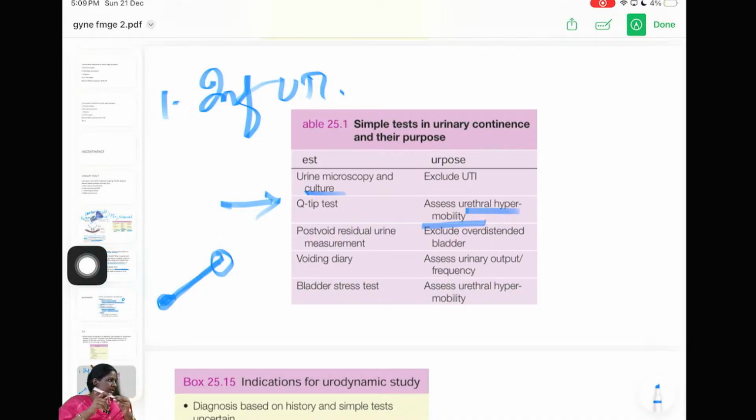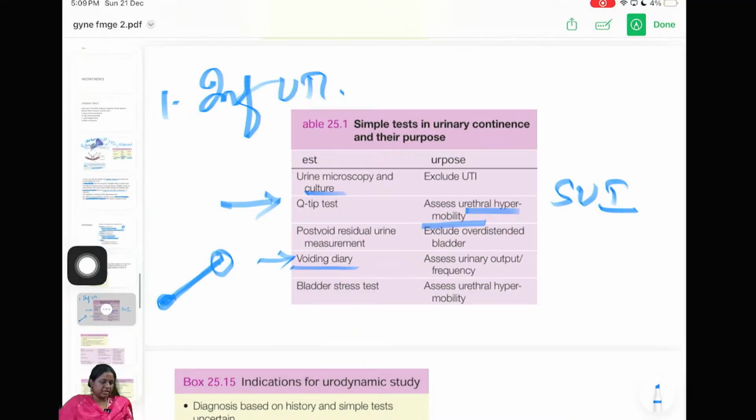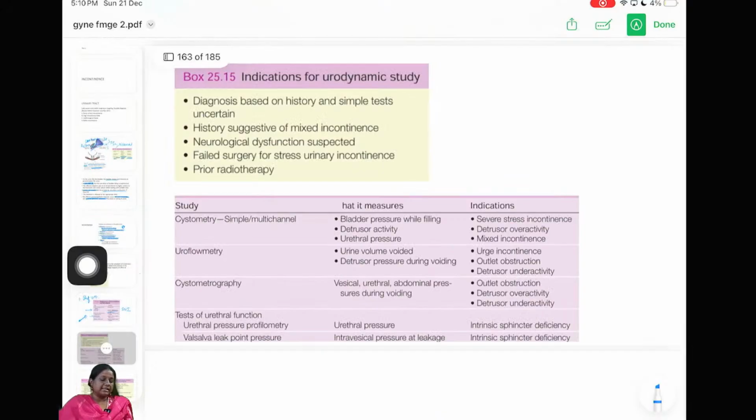That is urethral hypermobility. So that means it is a stress incontinence. You understand? That is the Q-tip test. So the Q-tip test is done in SUI. And then the other things are monitoring, like having a voiding diary, understanding how the urination is and everything. Okay. And the next is going to be urodynamic studies or urodynamic evaluation.